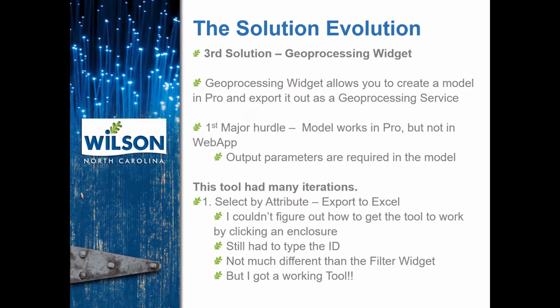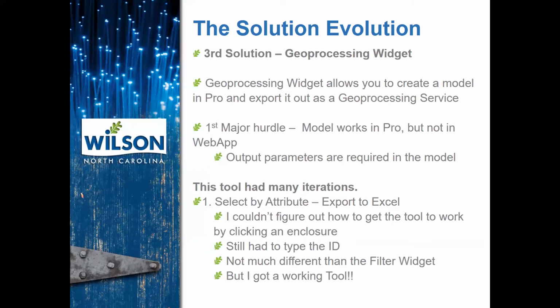And I was looking through all the different widgets, and I came across this geoprocessing widget. And after reading about it, I was like, I think this might be it. And so I started creating my model in Pro. I got my model in Pro working, and then I created it as a service, and then I tried to bring it into my Web App Builder, and it just wasn't working.